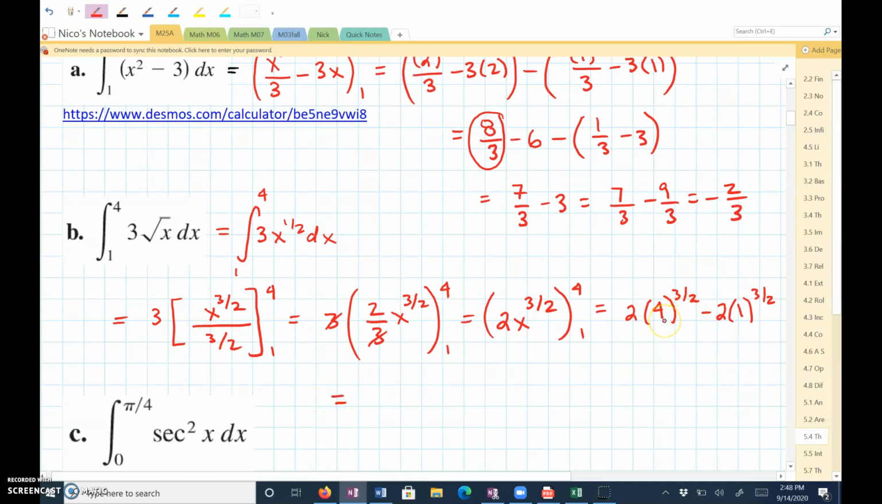So take the square root of 4, that's 2. 2 cubed is 8. 2 times 8 is 16. Minus 1 to any power is 1. 1 times 2 is 2. So this is going to be 14.